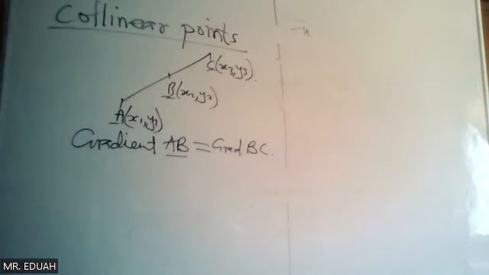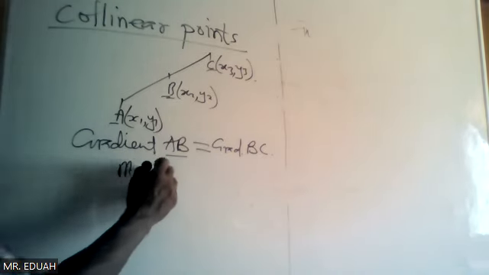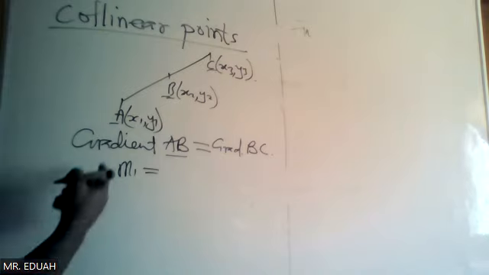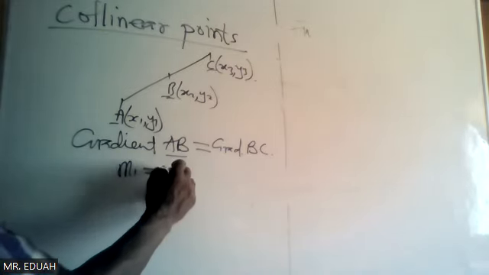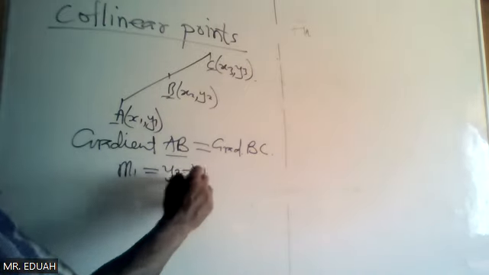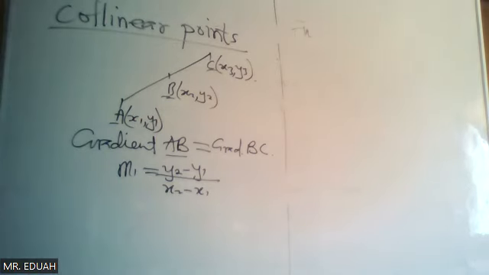Okay, so let's use these points, A, B, C, to find the gradient. Assuming we are finding the gradient between A and B, let's make it M1. So M1 will be equal to, let's use the coordinates over here, Y2 minus Y1, dividing X2 minus X1. Right?